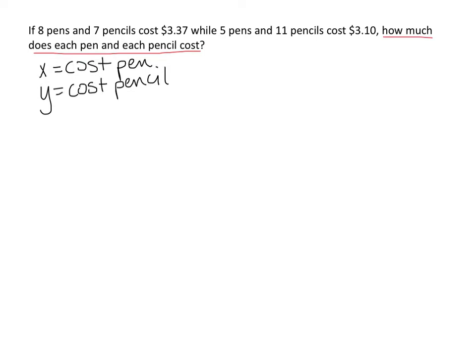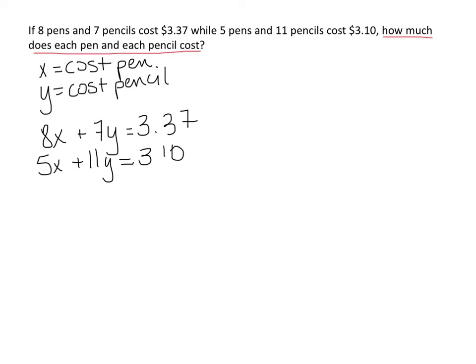Now, I have 8 pens. That's 8X. I have 7 pencils, so that's 7Y. And I'm told that it's $3.37. Then I've got 5 pens, and I've got 11 pencils, and that costs $3.10. Now I can solve this, and you can use any method you'd like.